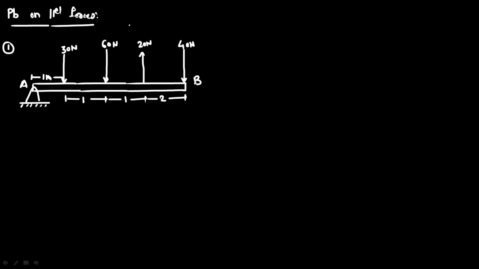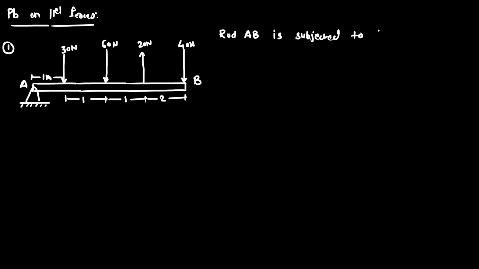Okay, so note down this first problem on the parallel force system. So here rod AB is subjected to 4 forces. Find the resultant R and position of the resultant with respect to point A.